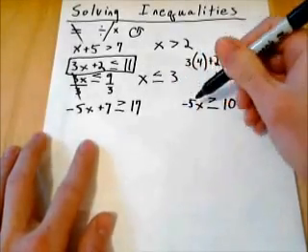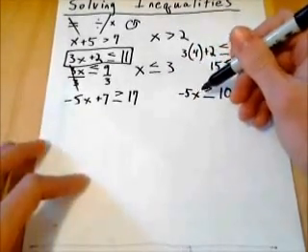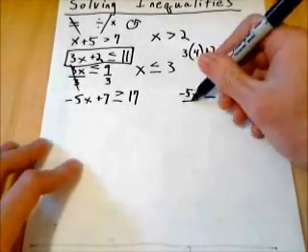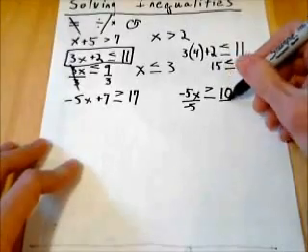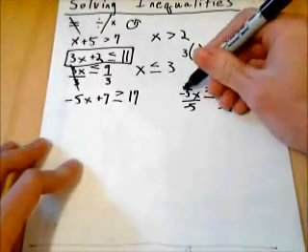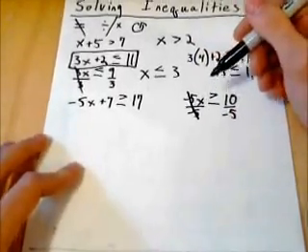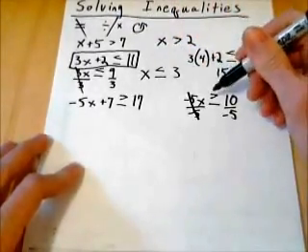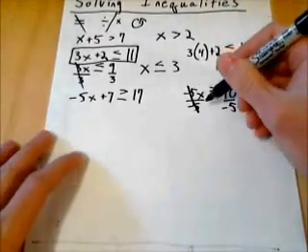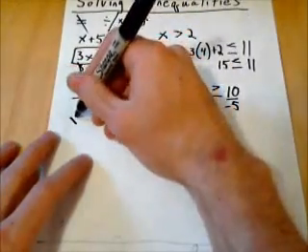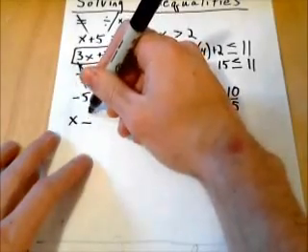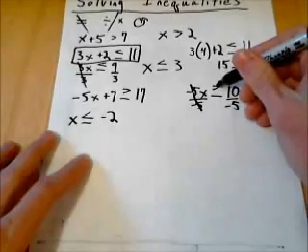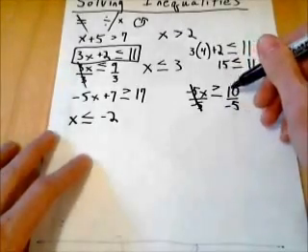Now we're going to do what we would normally do to get x by itself. However, when we do that, we're going to be dividing by negative 5 on both sides. And negative 5 is obviously a negative number. As I said before, when we divide or multiply by a negative number, we have to switch the signs around. So we get x is equal to or less than negative 2, rather than equal to or greater than, because we had to switch this sign around.